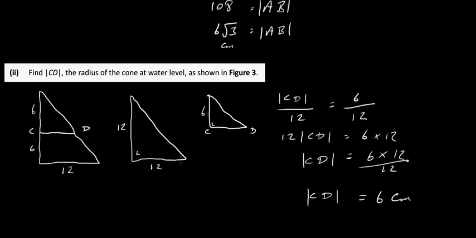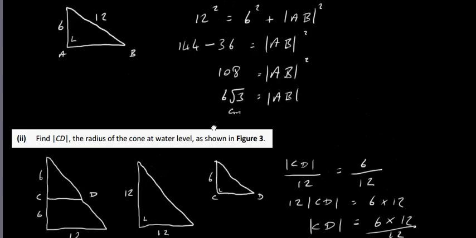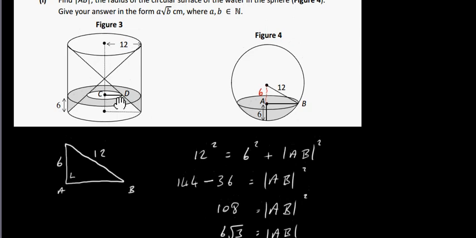Okay, so now we have the distance from C to D. Just to remind you exactly what that is, it's this distance here, is 6 centimeters as well. So we have this distance, this little radius here of this white circle, and we have this radius here as well.